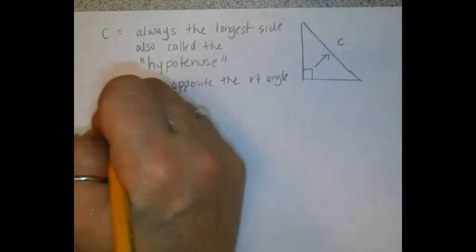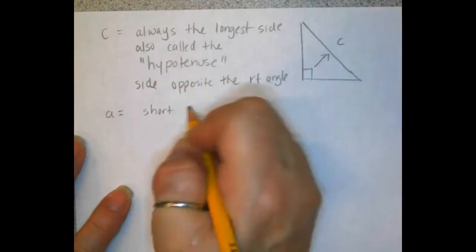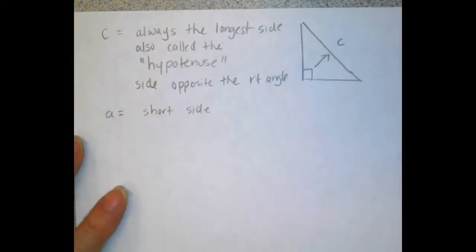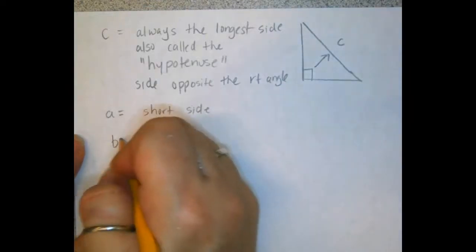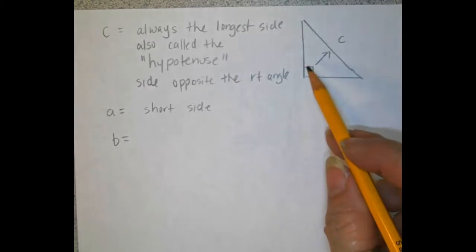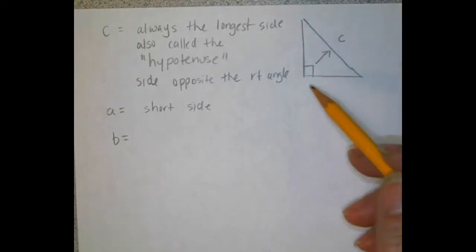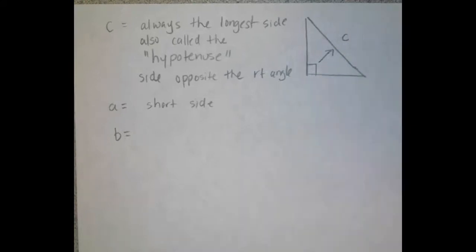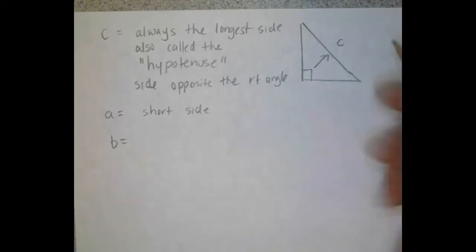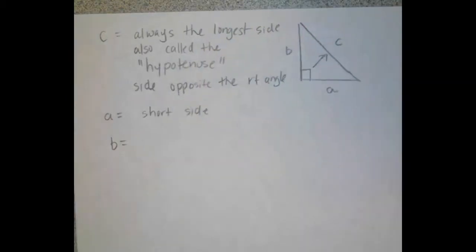And then the next two, I like to make side A the short side. And it's just a good habit to get into. And then side B, whatever's left. So which one would be side A and which one would be side B? Up and down would be side what? What would you call it? What side looks shorter? I usually go like this. A, B, C. Okay.